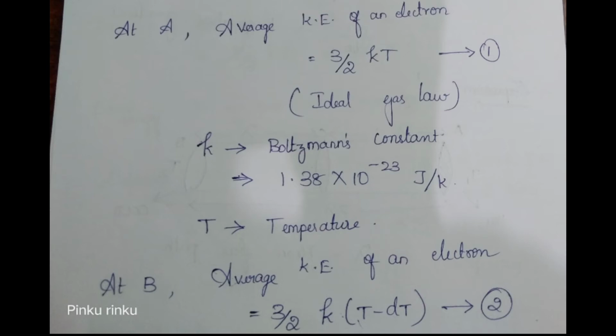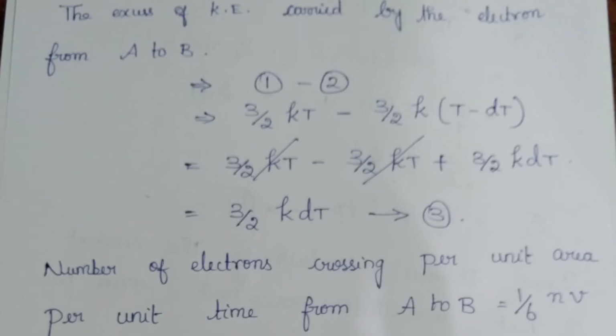Now coming to the B plane. Here the temperature is the actual temperature plus the difference in temperature. So the only variation in this expression is 3 by 2 k (T minus dT), which gives the change in temperature. The excess of kinetic energy carried by the electron is the difference of the average kinetic energy from plane A to plane B. So on differencing both equations, we get the expression 3 by 2 k dT.